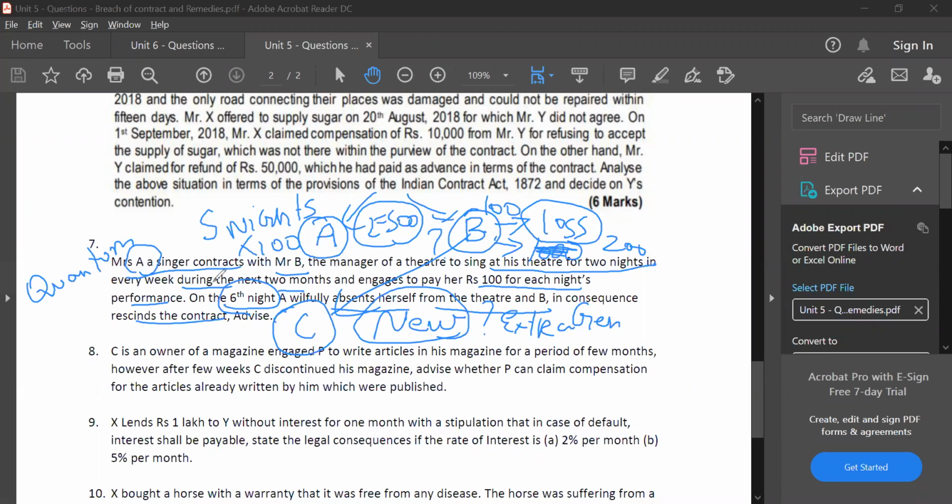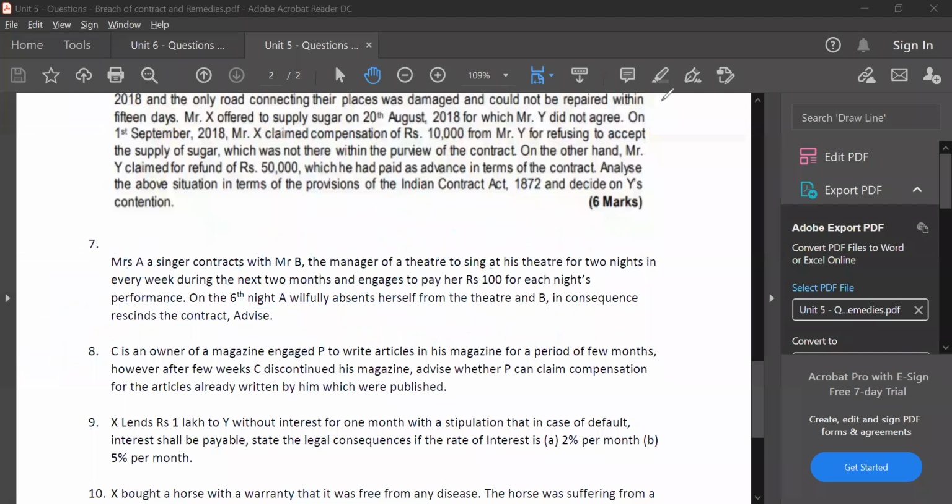B, the manager, because A cancelled the contract. Absence, willful absence, clearly leads to breach of contract. So in case of breach, if at all B is suffering any loss, that general damages he can claim. This is the answer for question number 7. Hope I'm clear with that.